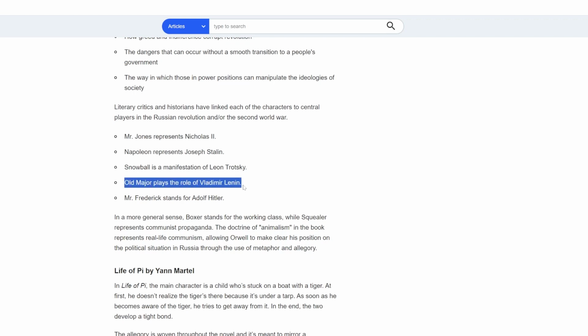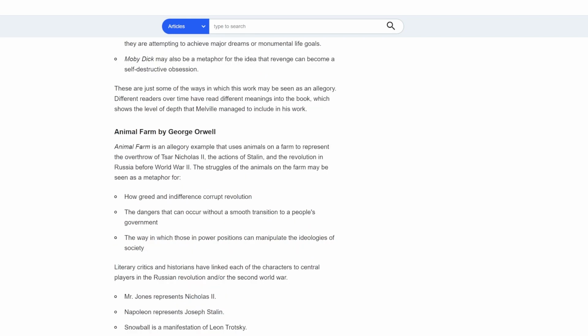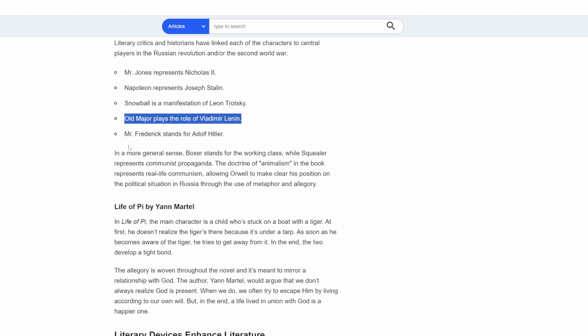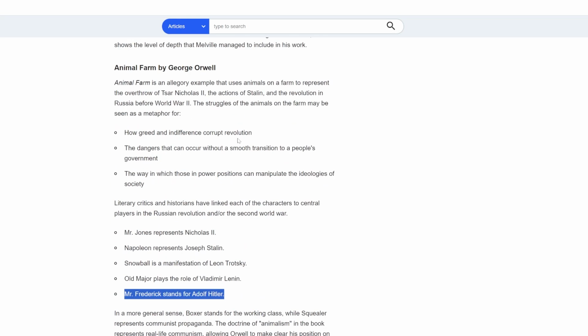Old Major plays the role of Vladimir Lenin. The problem is that there's also a misunderstanding, probably because the author, George Orwell, didn't know a lot about what happens behind the scenes, so Vladimir Lenin is shown as the good guy. Mr. Frederick stands for that mid-century German that we're all familiar with. So these are ways that George Orwell has layered a level of plot so that people can understand what's going on.